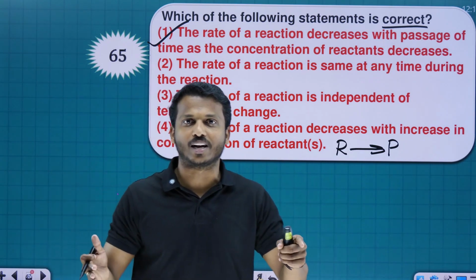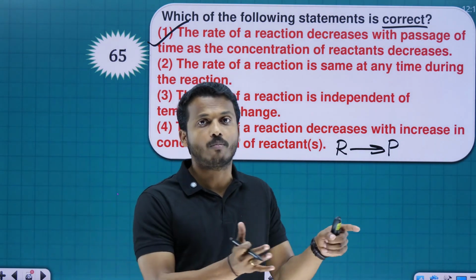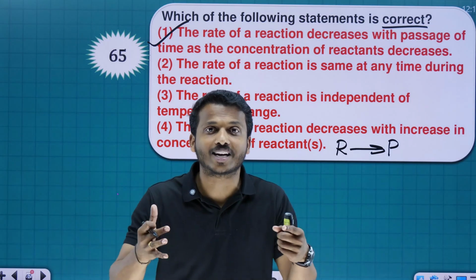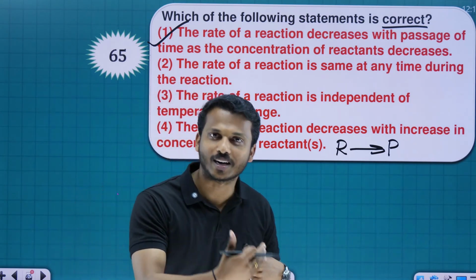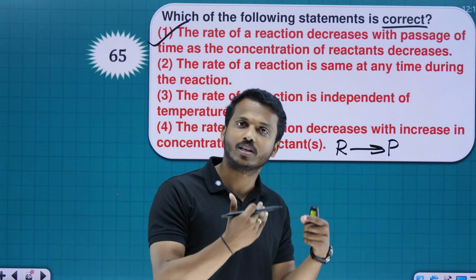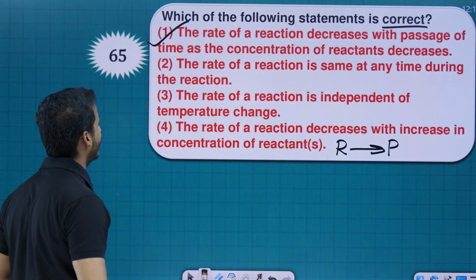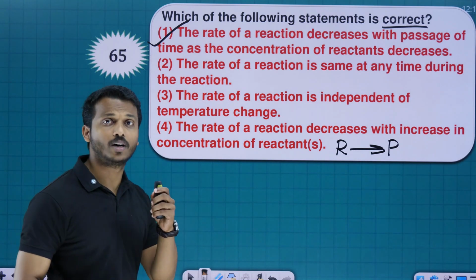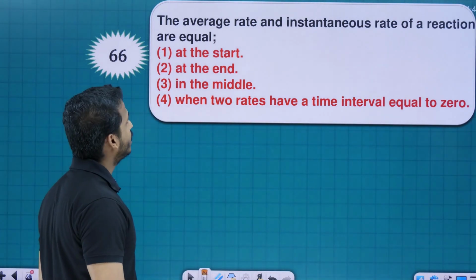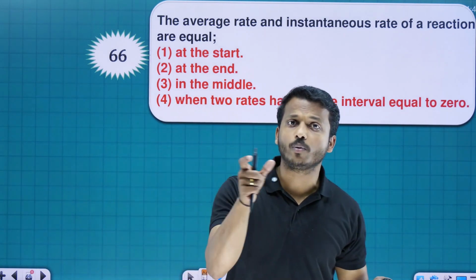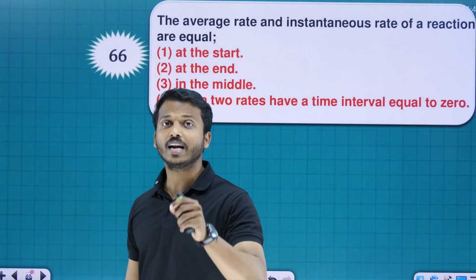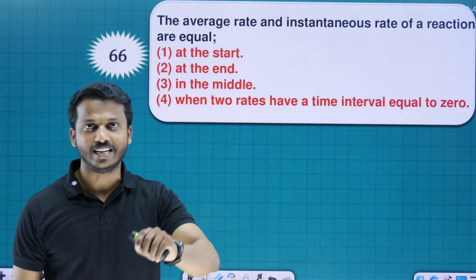Whenever we start a reaction, the beginning will be more rapid because more reactants are there, so more reaction can happen. As time goes, the reactants are consumed, so the rate of the reaction gradually decreases. That is the correct statement. Let's go to question number 66. The average rate and instantaneous rate. What is the average rate? It is calculated between two time intervals, but instantaneous is calculated at a particular instant.